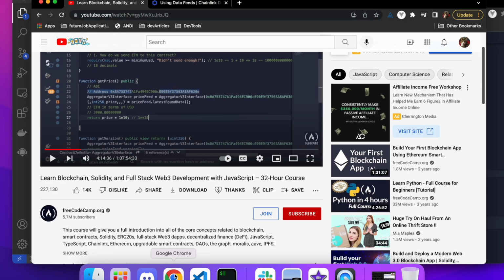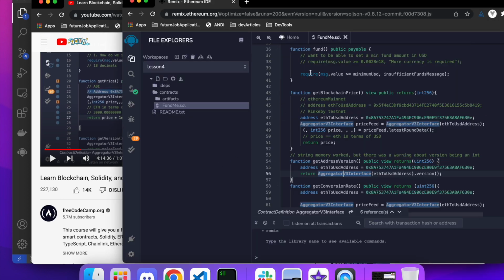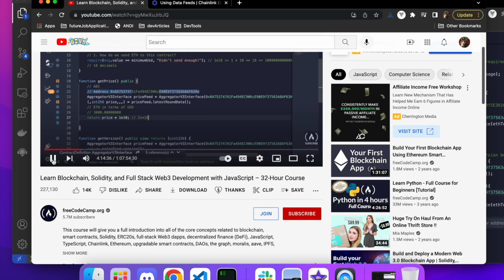This is not the correct thing. So price times 1E10. I don't think that's how he did it. E10, not ETH. Like, to the power of 10. 10th, which is equal to 1, 1, 2, 3, 4, 5, 6, 7, 8, 9, 10.